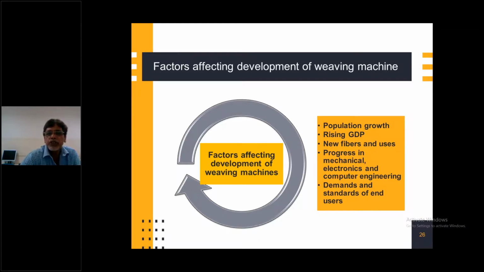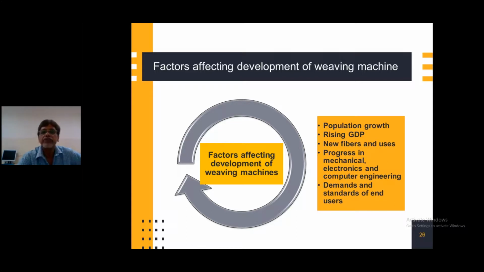One is population growth. This high growth of population always needs a larger amount of clothing. Then rising GDP: as the GDP worldwide and in every country improves, people need better quality products. Then the development of new fibers and their uses. Whenever new fibers arrive, you need different kinds of machines to handle those fibers.